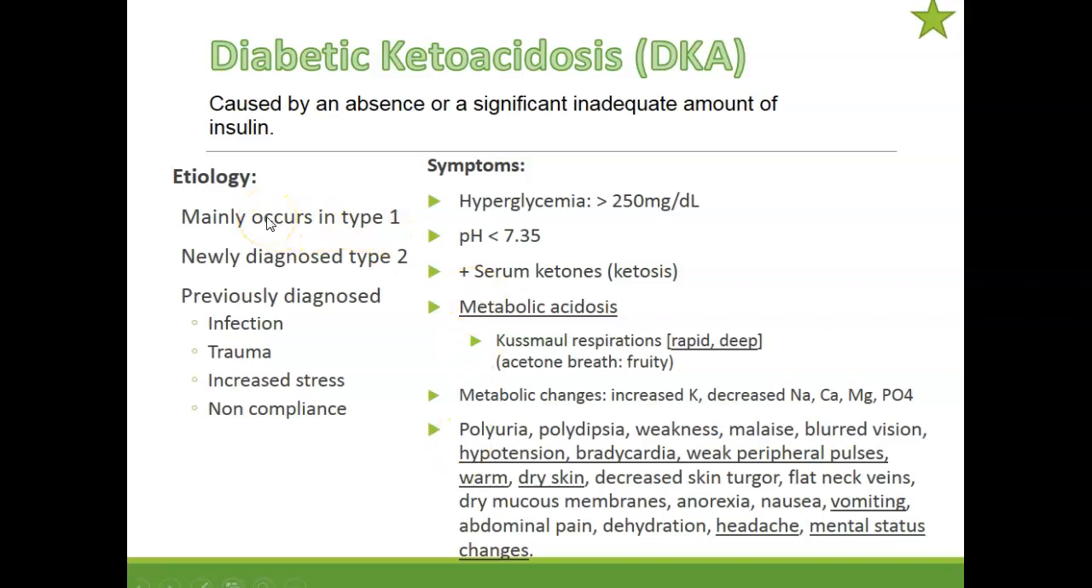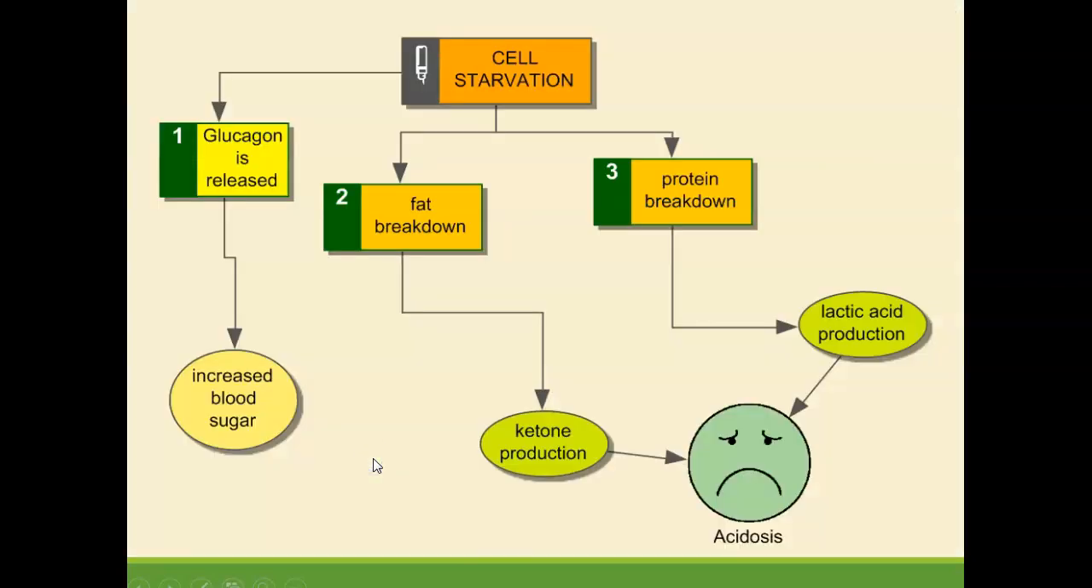Etiology, it can mainly occur with type 1s. It can also occur with newly diagnosed type 2s, and it's usually brought upon by an infection, trauma, increased stress, or simply non-compliance. Again, this kind of hits on again what happens when a cell starves and how it leads to acidosis.